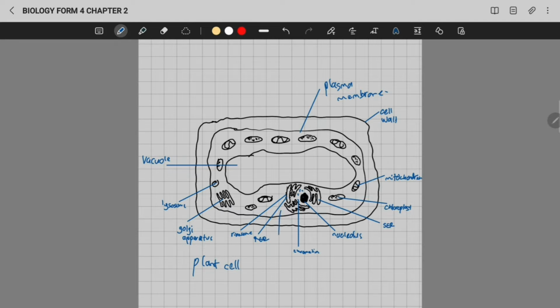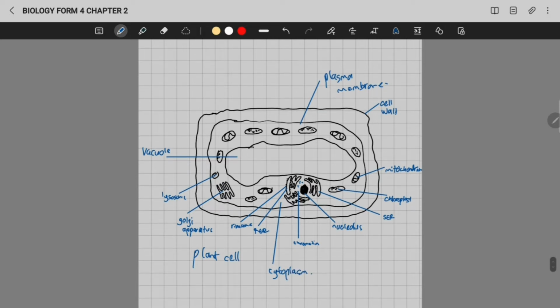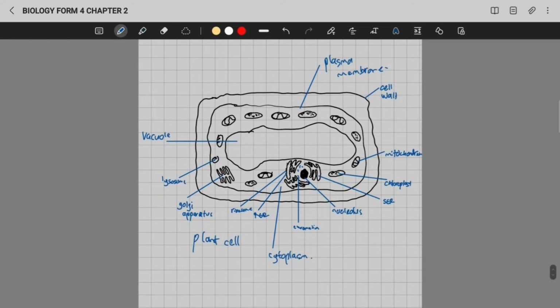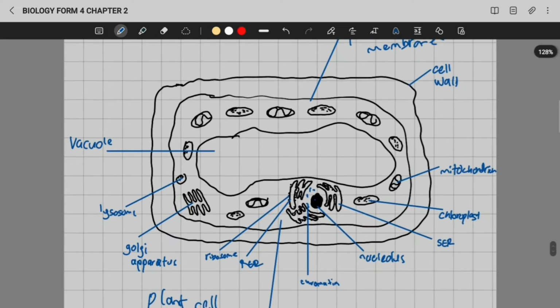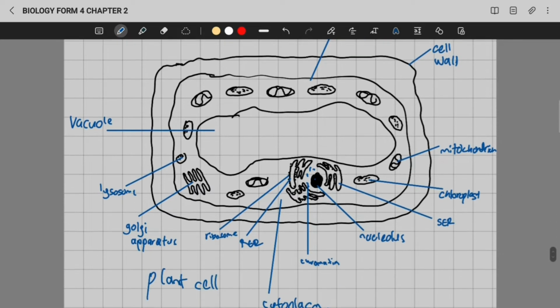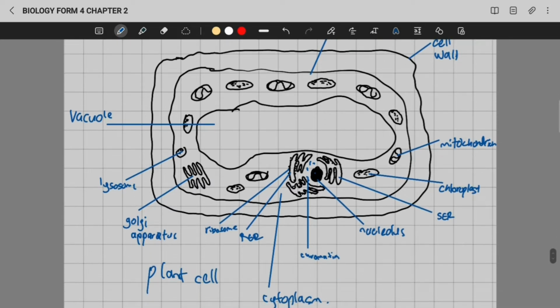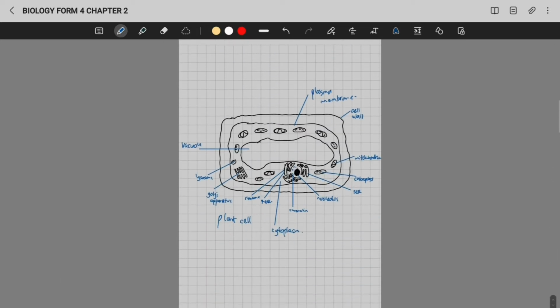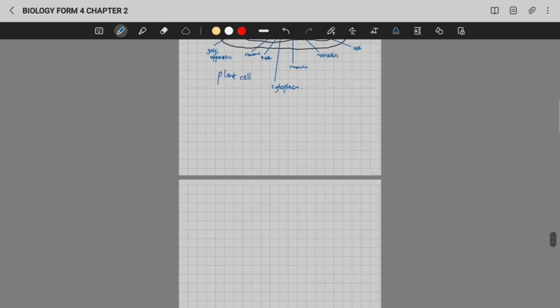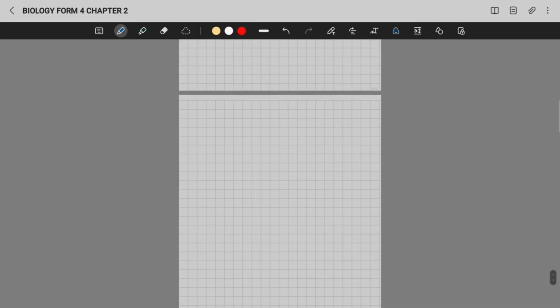And for sure, the cytoplasm. So this is your plant cell schematic drawing or structure. And then later we will go further into each organelle. We learn about the function and the structure of the organelle itself. So let's move on. And before I go further into the organelle structure and function, there are a few things that you should know.